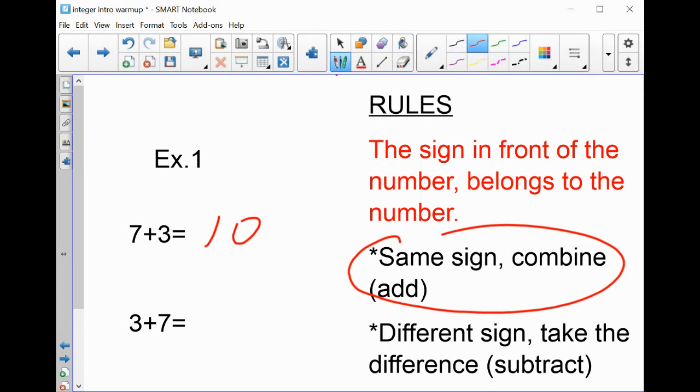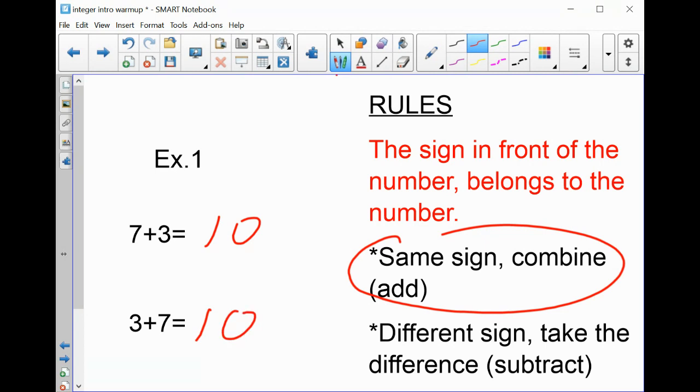Down here, again, we all know this is the same thing. 3 plus 7 is the same thing as 7 plus 3. But again, if you look at it, it doesn't matter which order they're in, right? The 3 is positive. The 7 is positive. The sign stays with the number. 3 plus 7, same sign, combine them. It's going to be positive 10.